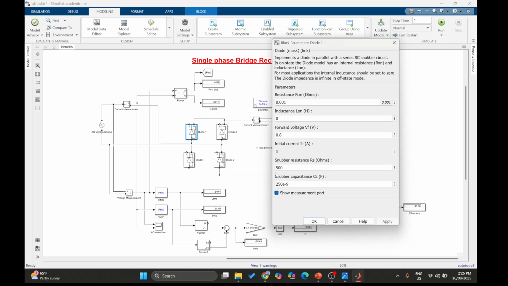And I'm setting my snubber resistance and snubber capacitance of the diode to 500 and this one, respectively. So what are the snubber resistance and snubber capacitance? These values determine how smoothly the diode can switch on and off. So for switching the diode more smoothly, these parameters are used.